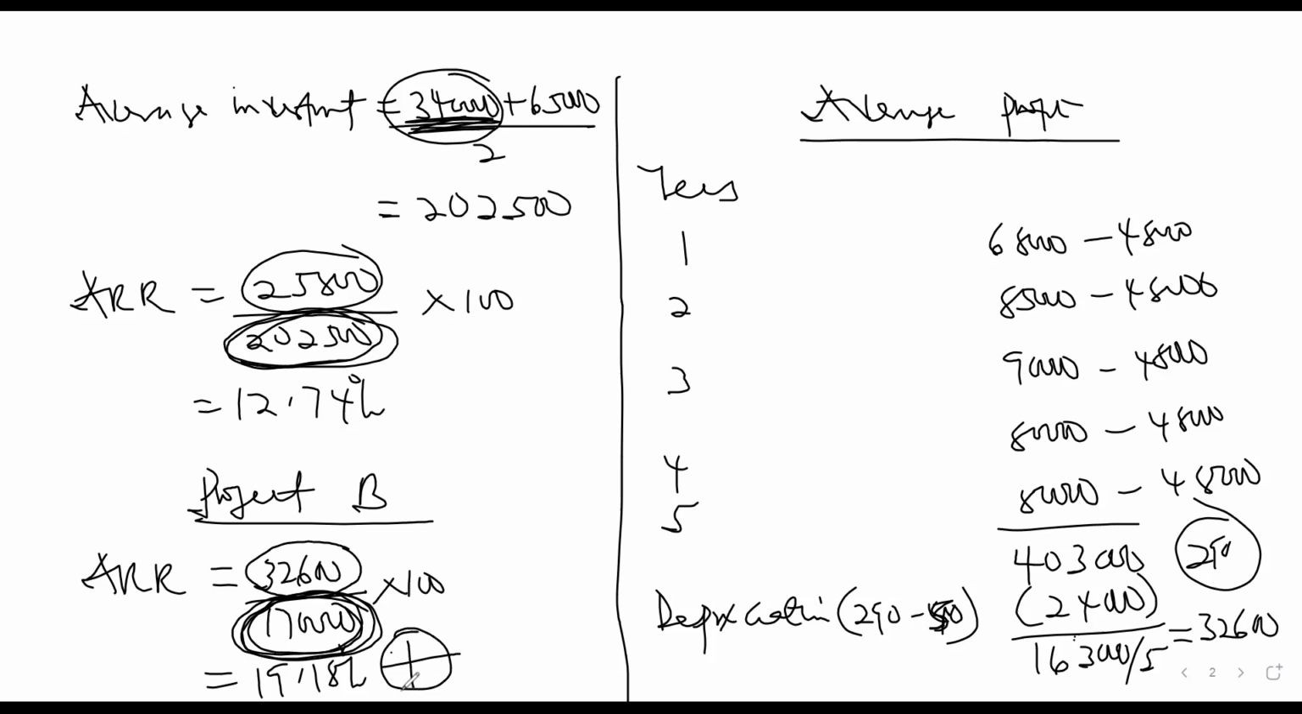But in the exam, they should go for the one with the highest what? Accounting rate of return. That would be B. So the company should implement project B because it's having a higher accounting rate of return of 19.18 compared to 12.74. But this one, maybe you can also leave that particular limitation there.